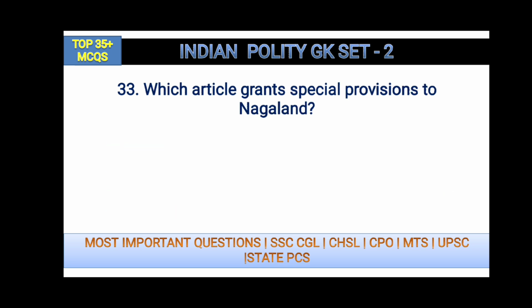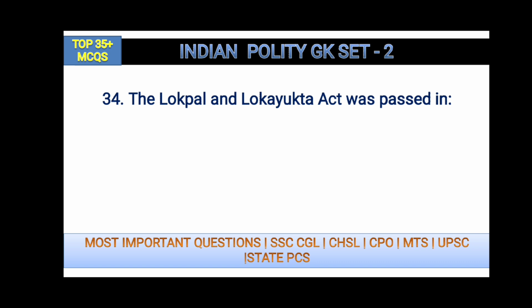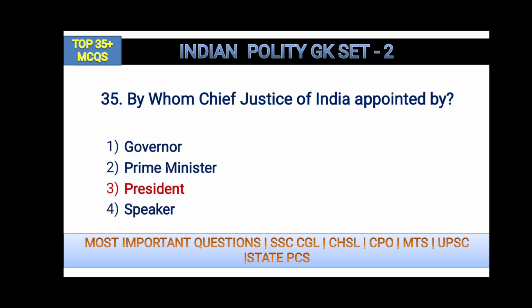Which article grants special provision to Nagaland? It is Article 371A. The Lokpal and Lokayuktas Act was passed in which year? It was passed in 2013. Very important question, 2013. The Chief Justice of India is appointed by whom? I think all of you know this answer. It is the President, option number 3.